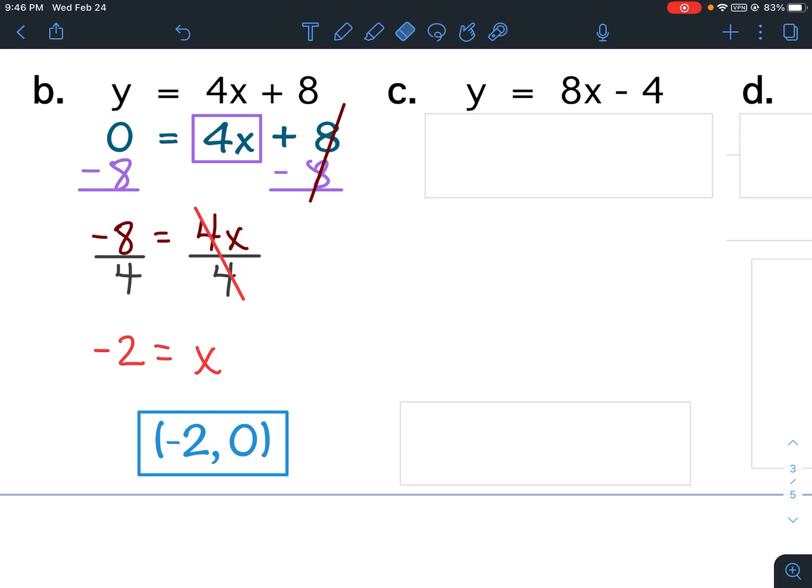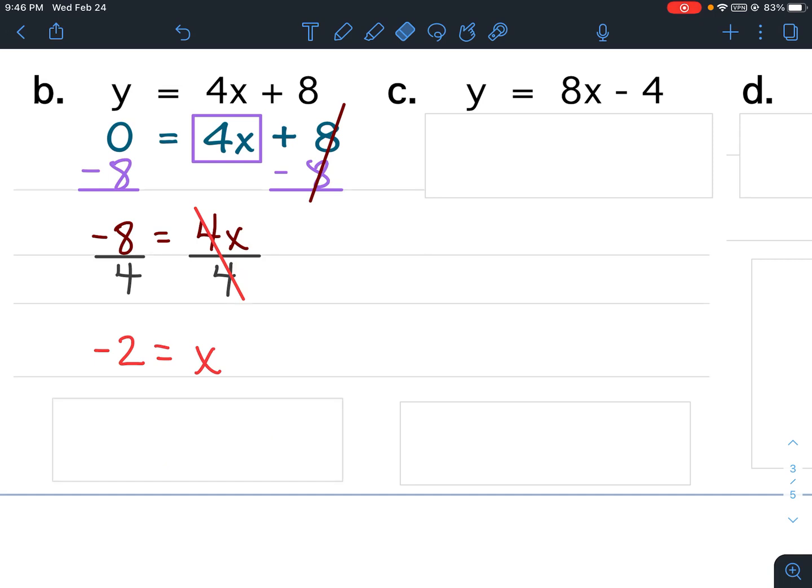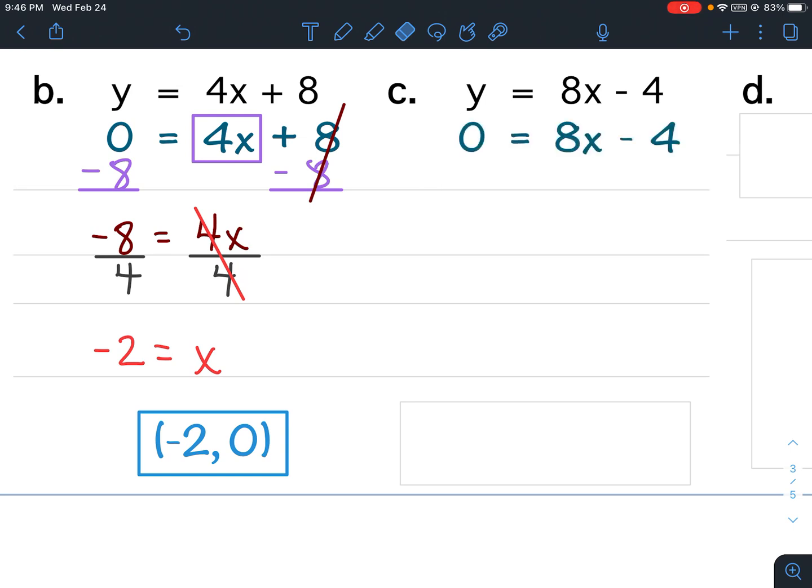For C, I'm going to replace the y with 0. So I'm going to have 0 equals 8x minus 4. Box my x term. Use the inverse operation to get rid of the 4 first. Since it's -4, I'm going to add 4 to both sides. That will give me 4 equals 8x.